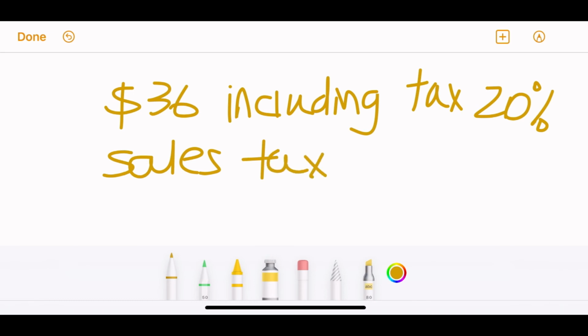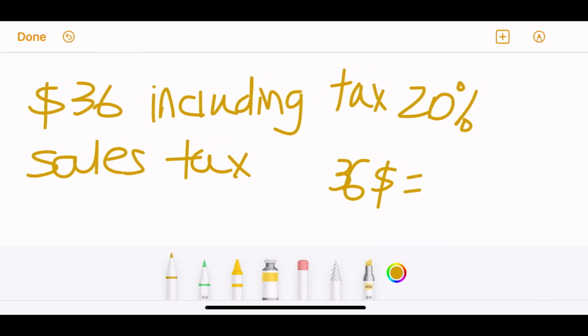We do not know the sales tax by just looking at the question, so we need to do some calculations. $36 is the price that consumers are going to buy the computer game. So that included the sales tax inside it. So $36 actually equals 120% of the original price without the tax. Yeah, because 100% of the original price is the price that tax is not included. So 100 plus 20%, it's the $36.